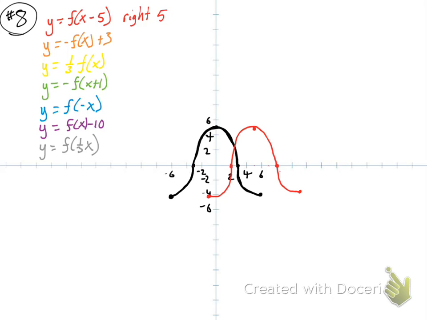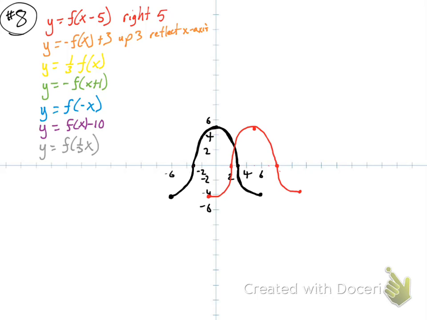Now then, next one. Negative f of x plus 3 tells me that it's going to move up 3, since that's a plus 3, and then it is going to be reflected over the x-axis, or flipped upside down. So this entire thing is going to go up 3, and then it's going to go upside down. It doesn't matter whether you reflect first.